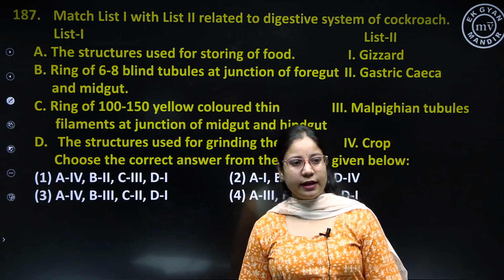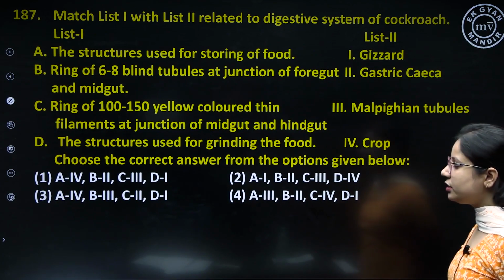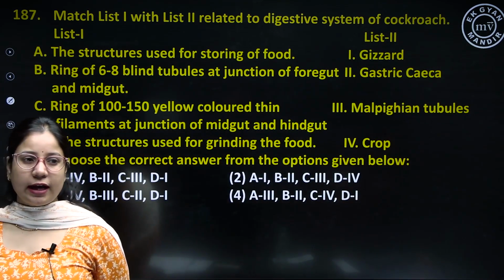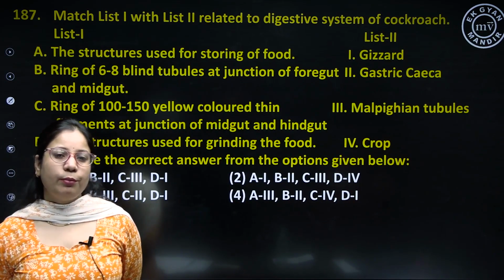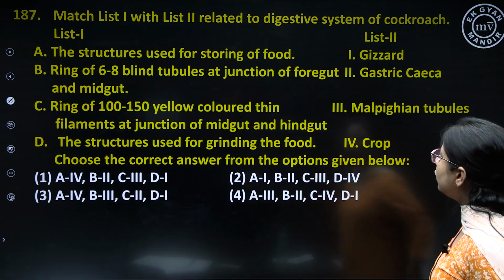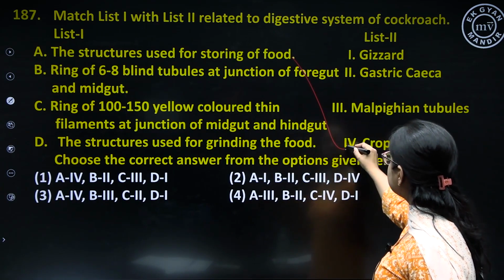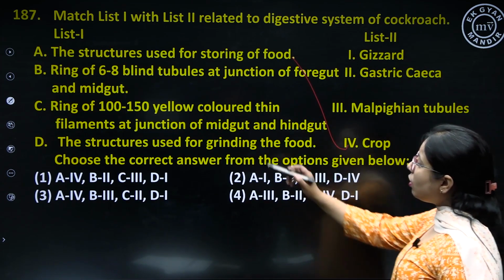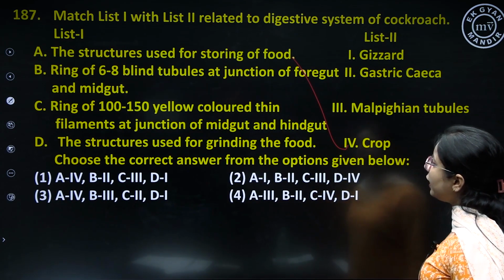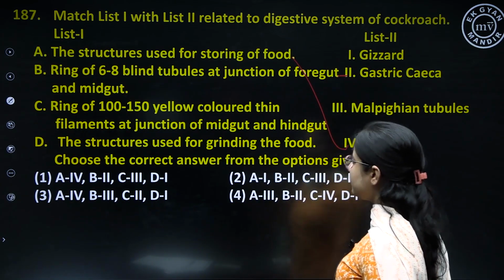Question number 187, match list 1 with list 2 related to the digestive system of cockroach. In list 1, we have some statements related to the digestive system of cockroach. We have to match them with list 2. First is the structure used for storing the food. Here the correct option is crop. Ring of 6 to 8 blind tubules at the junction of foregut and midgut. This is option number 2, that is gastric caecae.